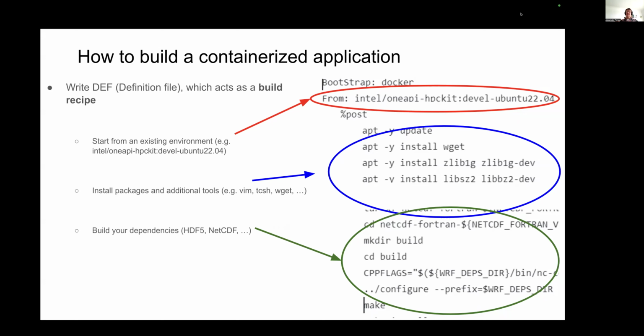Then the third step is that we build by hand the dependencies like netcdf, hdf5, and so on and so forth. So you have a wget step, then you have a configuration step, and then you have a make step, and then you install it, and essentially you're done. Next, please.